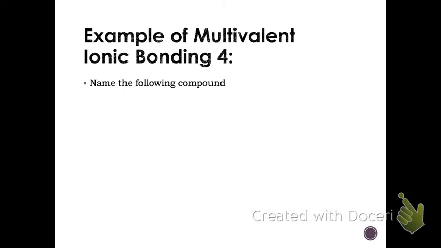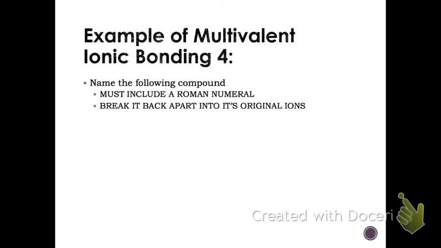All right, here's example 4. We're going to do another naming. So remember, when we have a compound that has one of these multivalent metals, or a metal from the middle part of the periodic table, the name has to have a Roman numeral in it. And the way we figure out what the Roman numeral is, we work backwards from the formula.